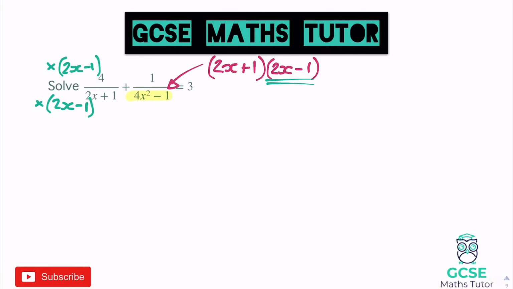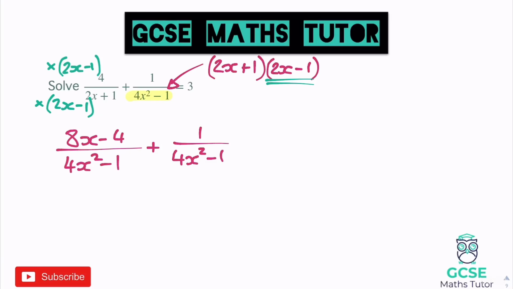So if we just go about doing the top there, we've got 4 lots of 2x minus 1. So 4 times 2x is 8x, and 4 times the minus 1 is minus 4. And the denominator there is going to be that 4x squared minus 1. Now I'm just going to leave it as the 4x squared minus 1. I'm not going to write it as a double bracket because we already know what that's going to make. There we go. And we're going to add that to the one on the right, so that is 1 over the 4x squared minus 1.